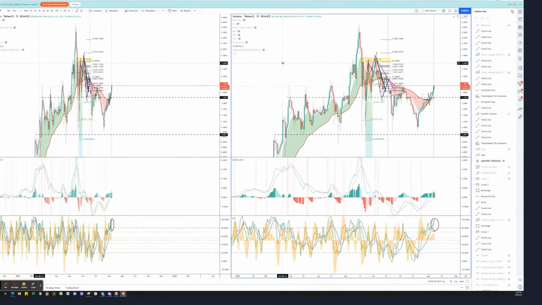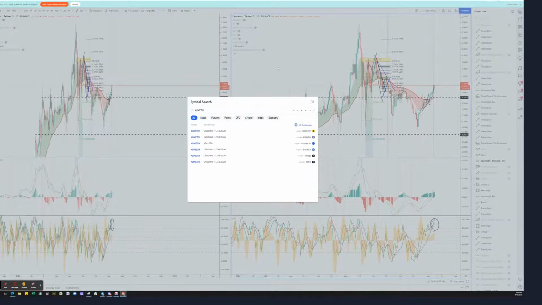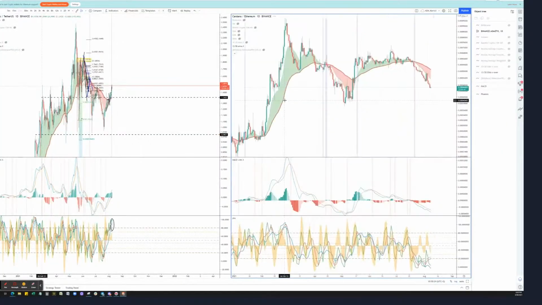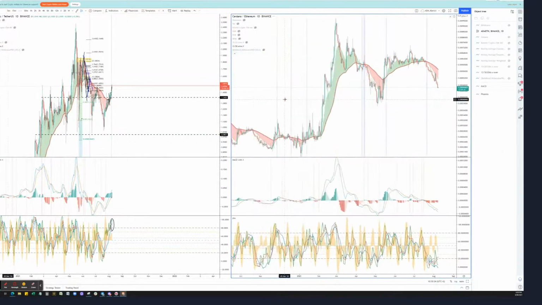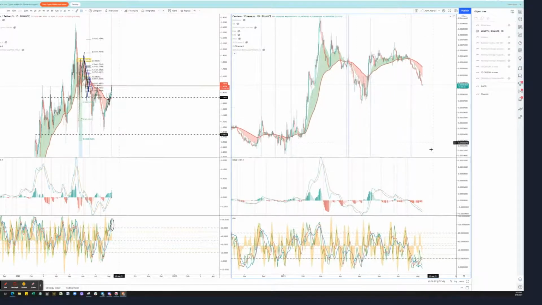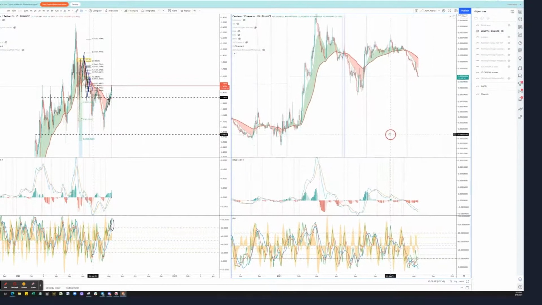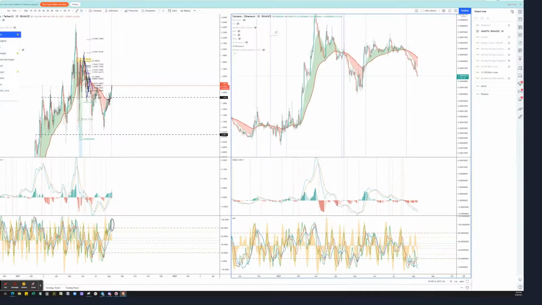So if I go to ADA Ethereum, probably a good time too. So yeah, okay, so that's the daily. Not there yet. I'd like to see that. So there's a bullish divergence in the making. Let's look at the 12-hour.